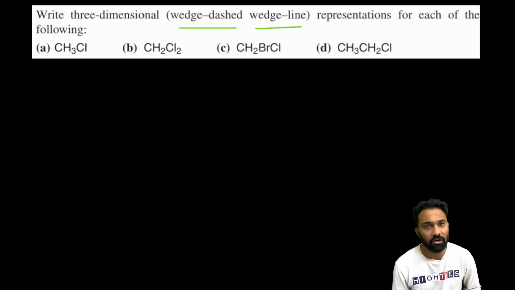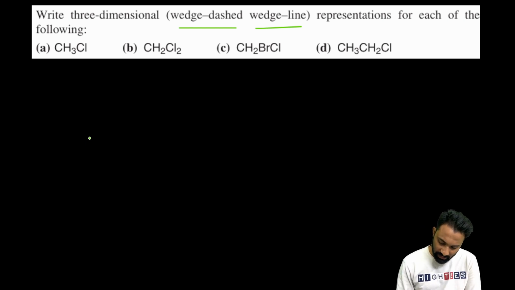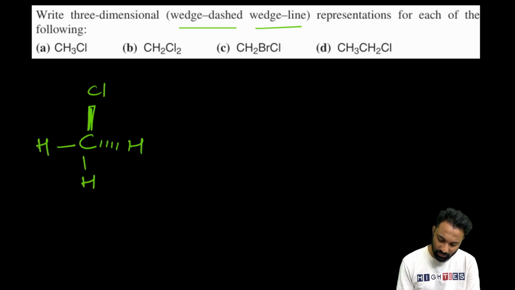Now what is it asking? Write the three-dimensional wedge-dashed, and wedge-line representation of each of the following. One time it is asking for this CH3, this is a carbon. One time it is asking for the wedge and dash. Wedge and dash means this chlorine should be in the wedge and of the remaining hydrogens, one hydrogen will be in the dotted and the other hydrogen will be in the solid. Clear? Next it is asking one time it will be in the dashed or dotted. Clear?